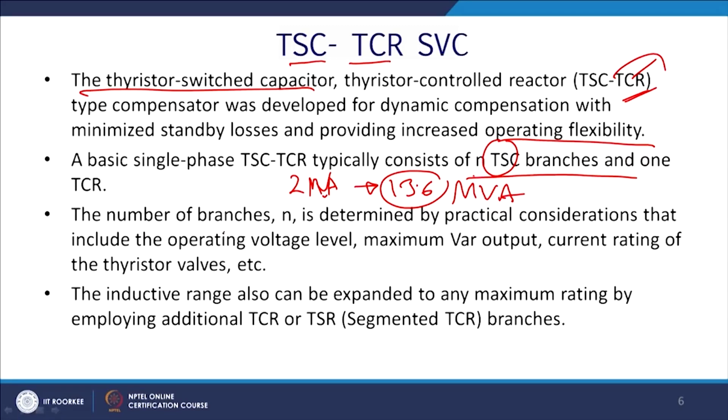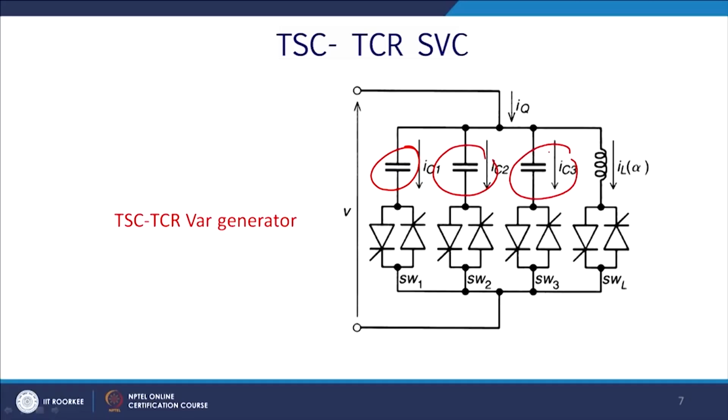Thus, the number of branches n is determined by practical considerations that include the operating voltage level, maximum var output, current rating, and the thyristor valve, etc. The inductive range also can be expanded to any maximum rating by employing additional TCR segments or branches. So, you can add on, that is all. So, you know, actually this is one TSC, another TSC, and this is another TSC. So, accordingly it will increase the var compensation, and whatever the negative portion comes.